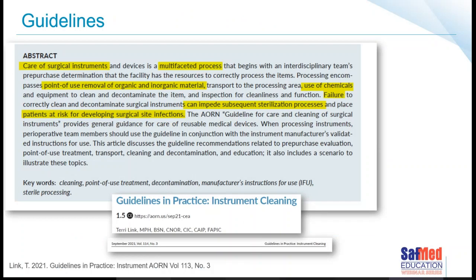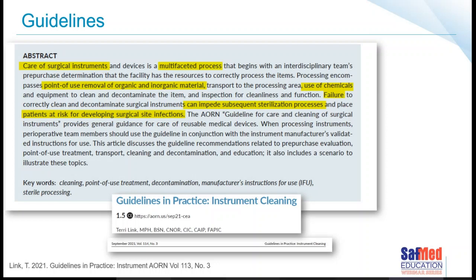Let's begin by looking at this publication published in the Journal of the AORN, Association of Operating Room Nurses, out of the US. This is part of their 2021 guidelines, and this guideline is referring to, as you can clearly see, instrument cleaning. In the abstract, they remind us that care of surgical instruments and devices is a multifaceted process. And one that I think is very important is that it begins right in the beginning of purchasing, and making sure that every facility actually has the resources required to correctly process the devices and instruments that you are about to purchase.